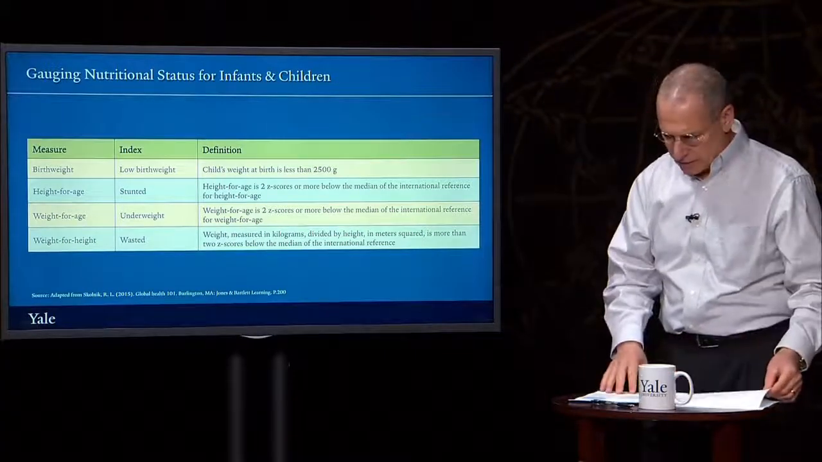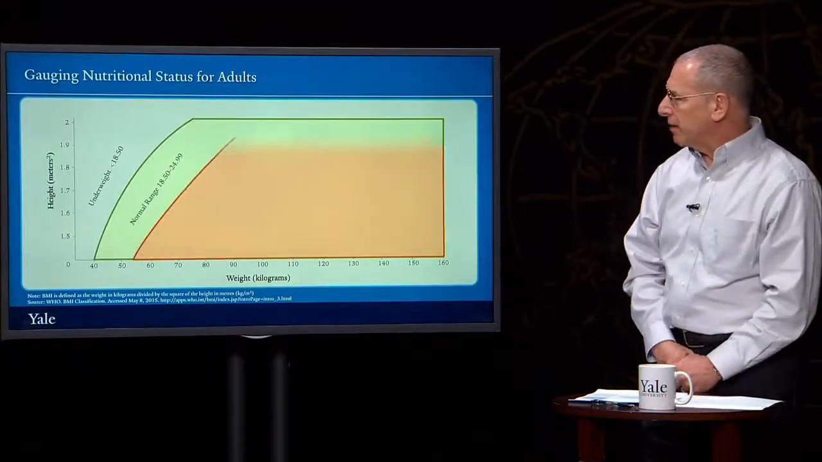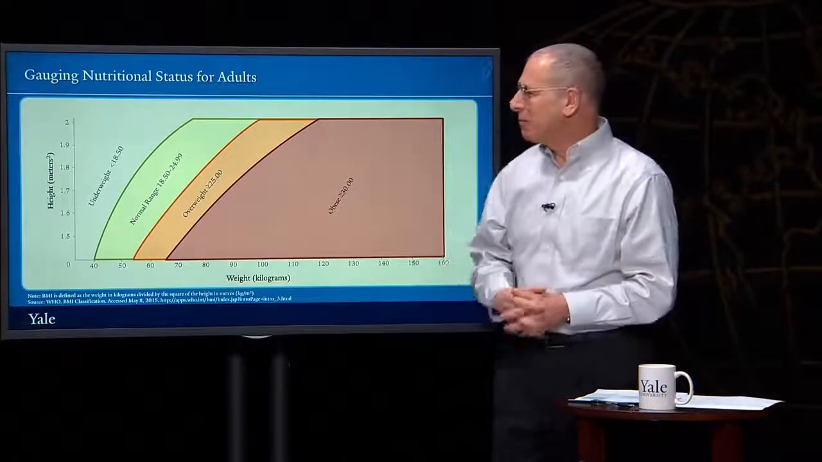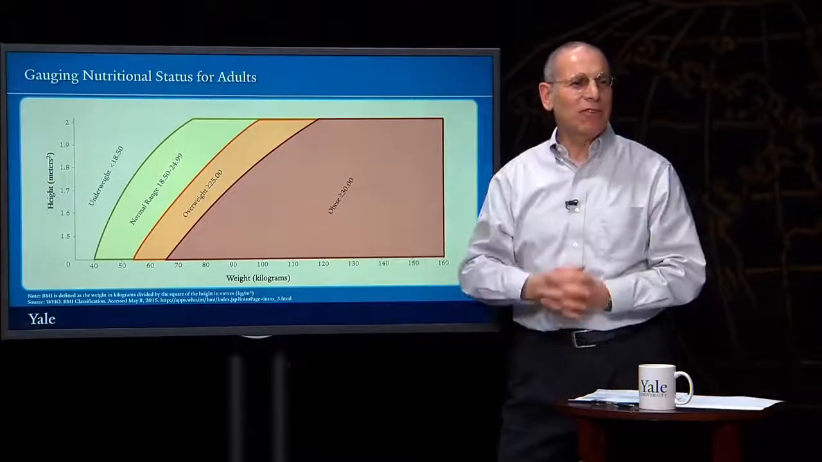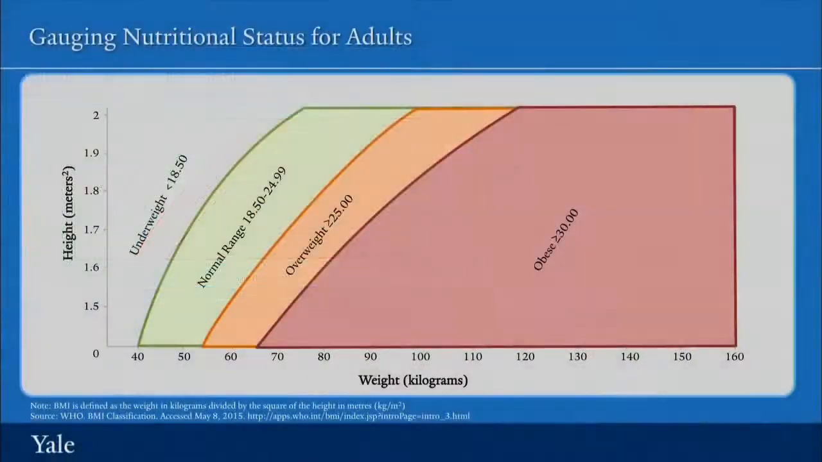Now for adults, and let's go to the next graphic, we usually look at body mass index. And this is an interesting graphic of a kind I'm not sure I've seen before. But basically, this allows you to plot where you are in terms of being underweight, in the normal range, overweight, or obese. For adults, what you're doing is you're gauging nutritional status on the basis of what they call body mass index. And you're underweight if your body mass index is under 18.5. You're in the normal range if it's between 18.5 and 25. You're overweight if it's over 25, and you're obese if it's over 30.